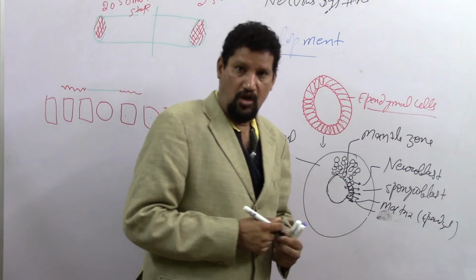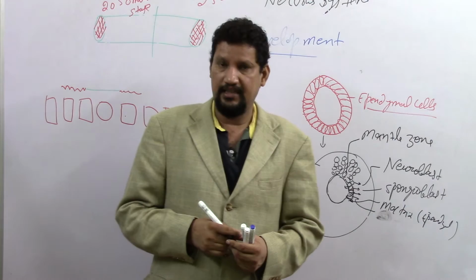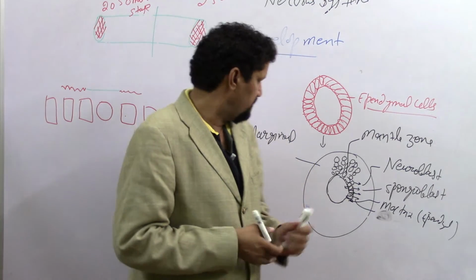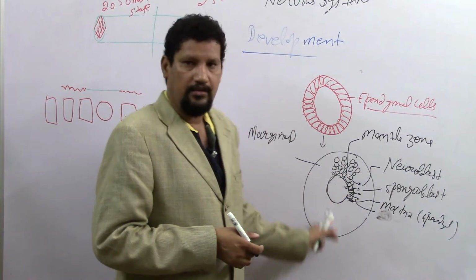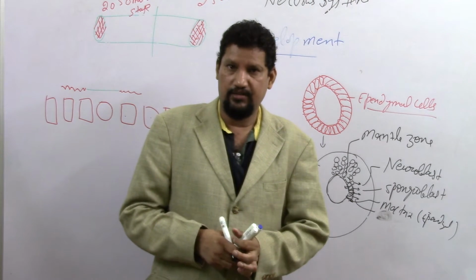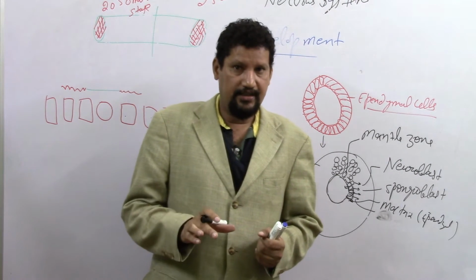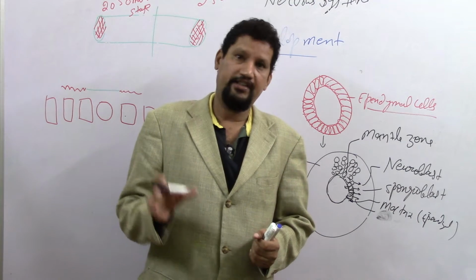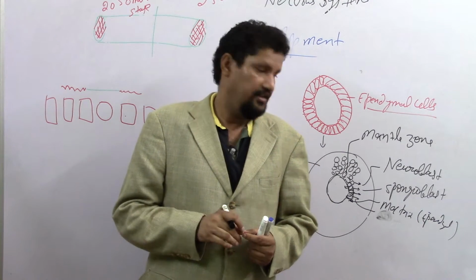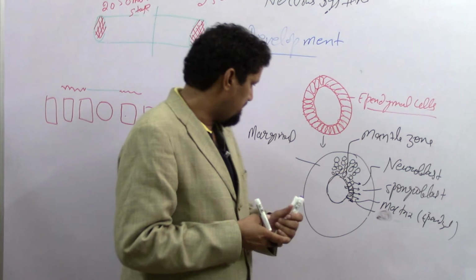And the outermost zone, known as the marginal zone, will form the white matter of the central nervous system. What is white matter? What is gray matter? What is a neuron and what is myelination? All these topics I will cover in my next lecture.